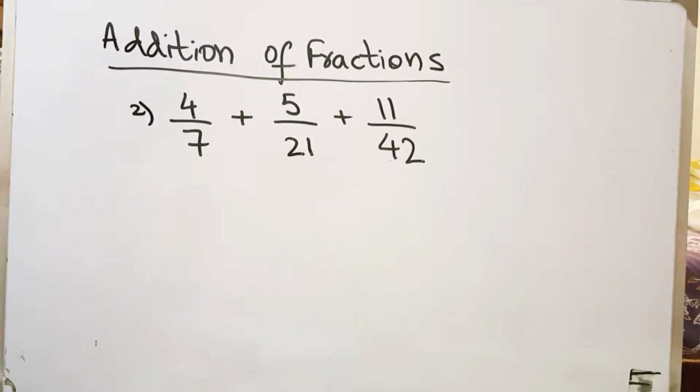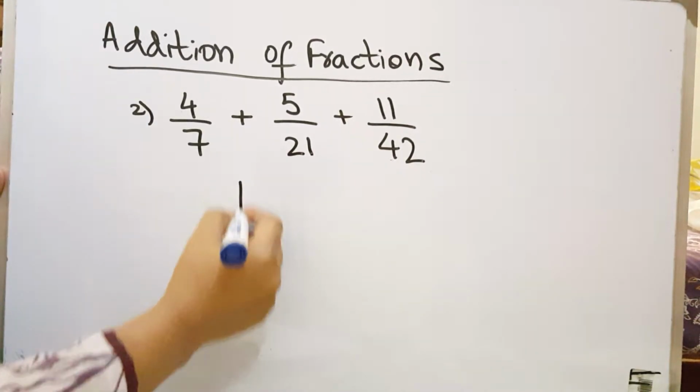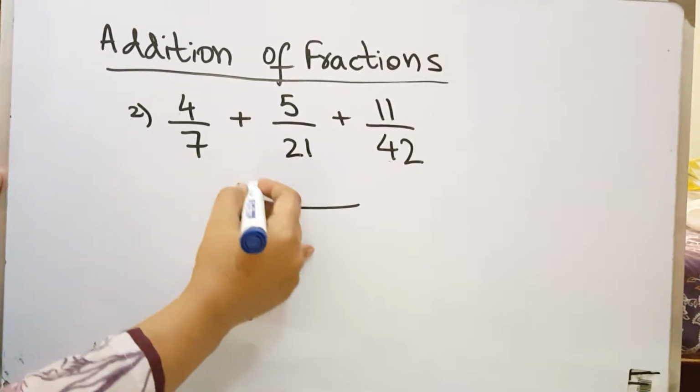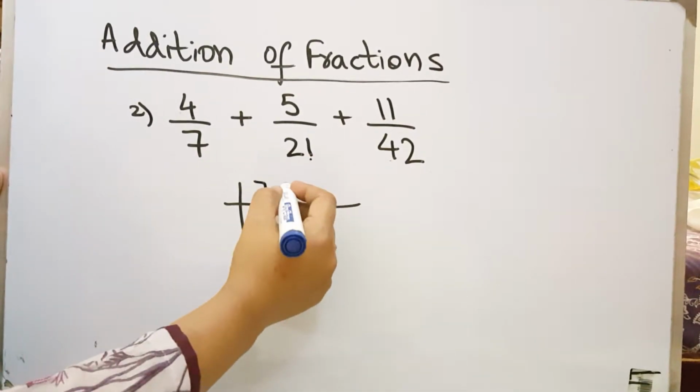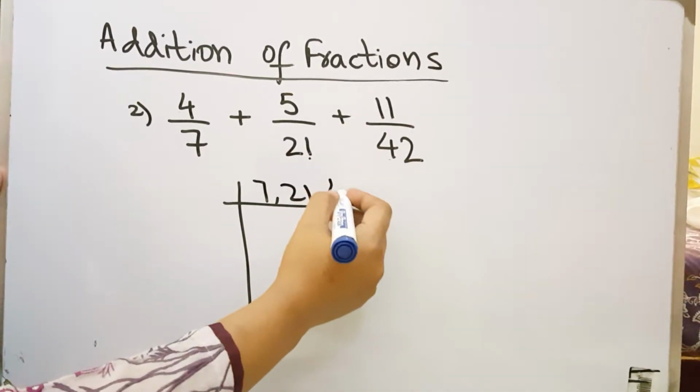Right, this is our next example. We have to add these three fractions together. So before you go on, you know very well that the denominators are all different. We will have to find the LCM first to make these three numbers same. So I'm finding the LCM over here only. The numbers here are 7, then the denominators over here are 21 and this one is 42.